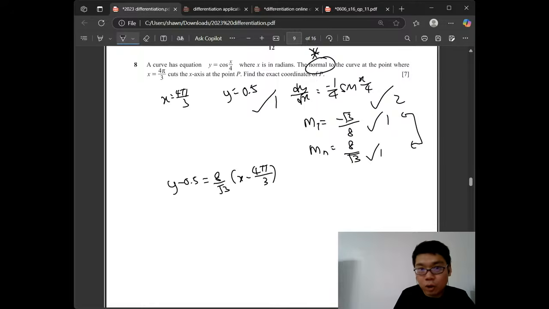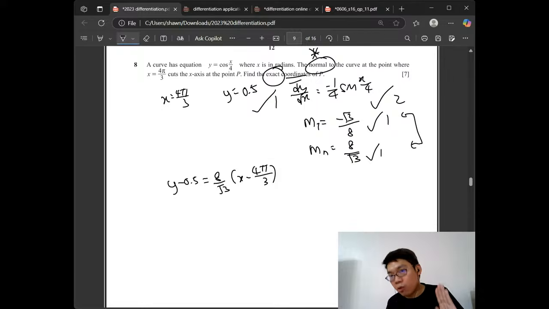And remember, this question requires an exact coordinate. No matter whether this is paper 1 or paper 2, whenever you see exact coordinate, it means you cannot key in calculator. Even if this question appears in paper 2, you still cannot key in calculator. You can key in calculator as a reference, but the working that you show and your final answers must be exact.